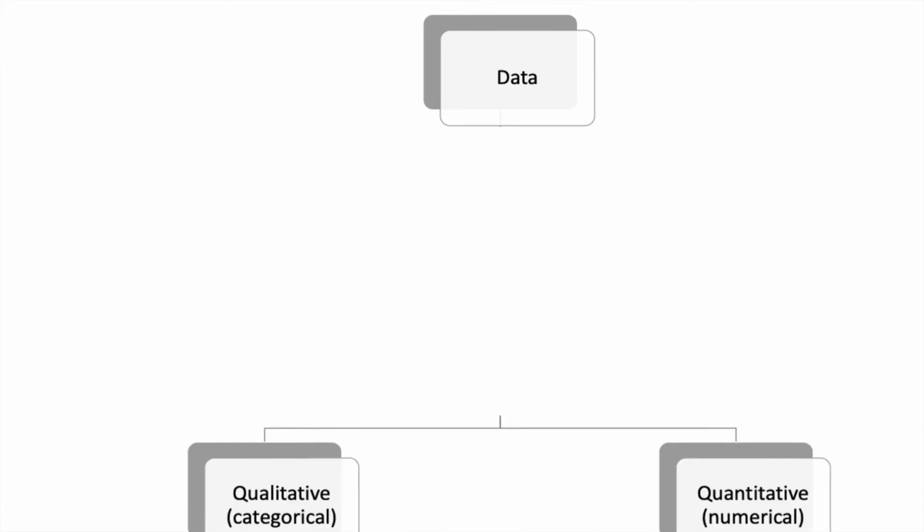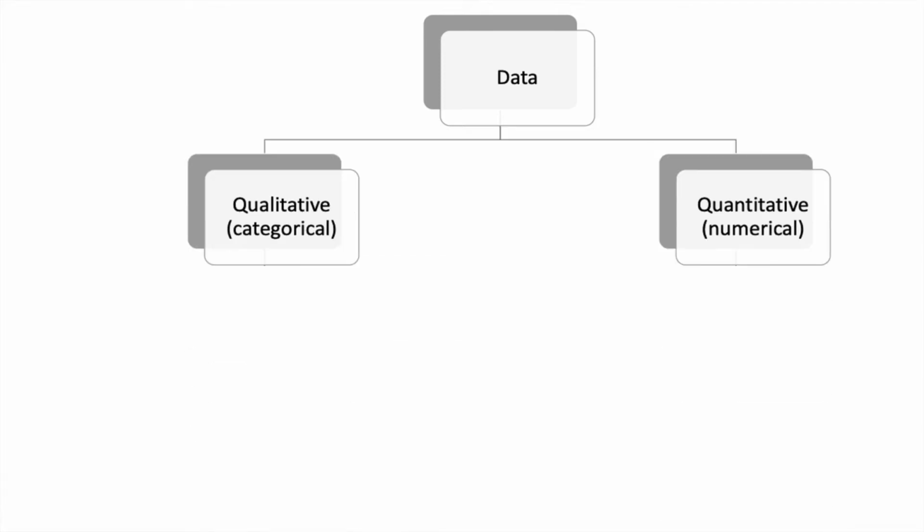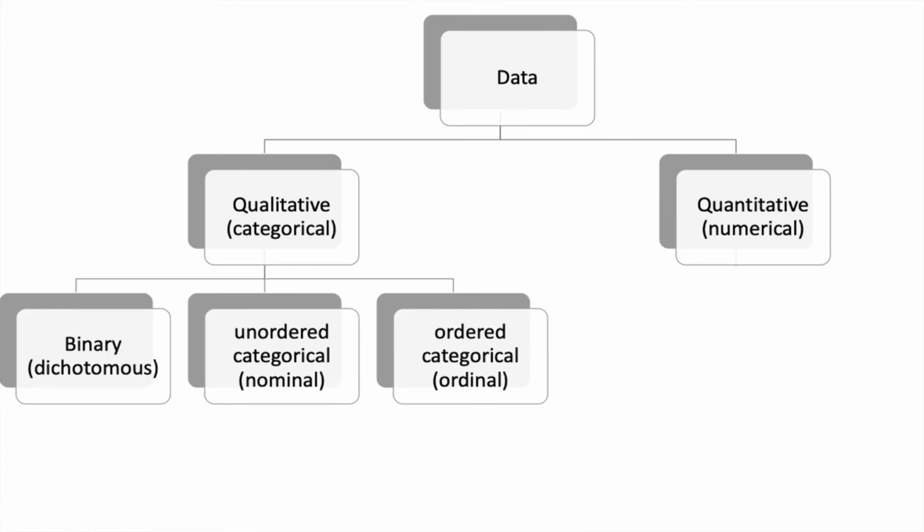We're just going to quickly summarize the types of data that we use in research. So data could be either qualitative or quantitative. Sometimes we call qualitative data categorical. Quantitative data is sometimes called or named numerical. Okay, so for qualitative data, we have three types or subtypes.